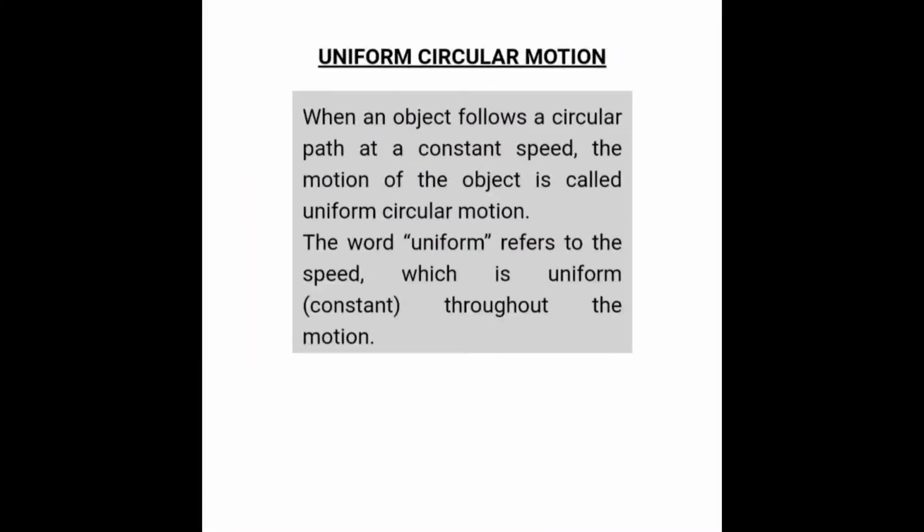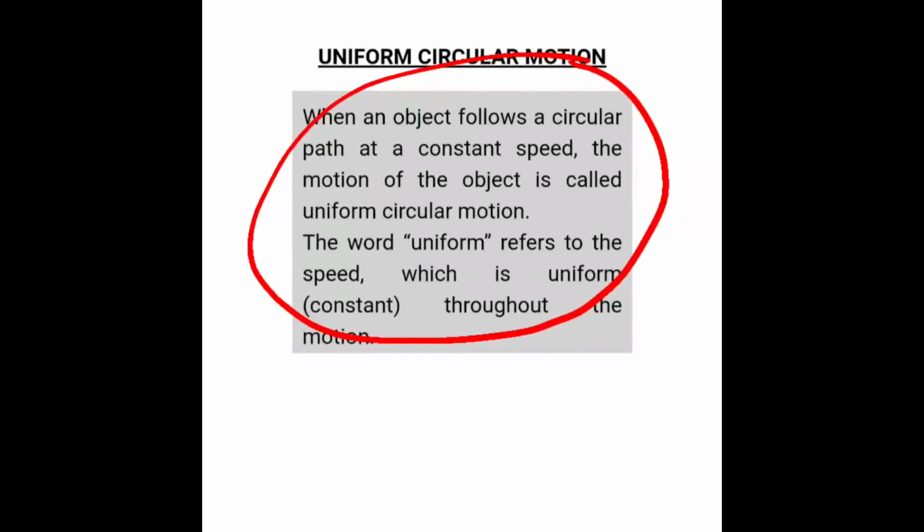Last topic of today's class, that is uniform circular motion. When an object follows a circular path at a constant speed, the motion of that object is said to be uniform circular motion. Now when I say it is moving in a circular path, the speed is the same, but the direction is changing at each and every position, right? So we say that it is in uniform circular motion as the speed is constant.